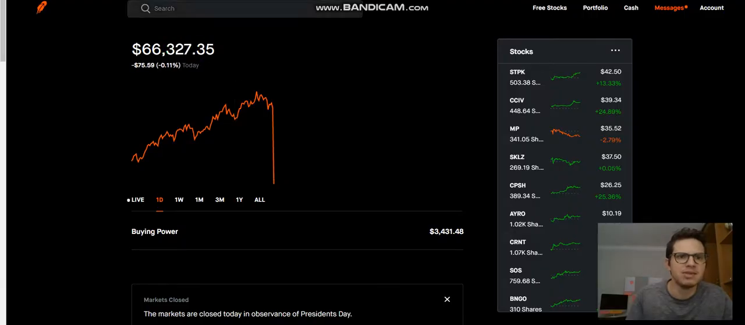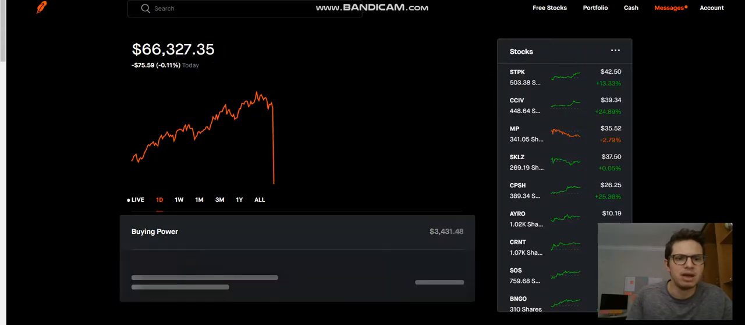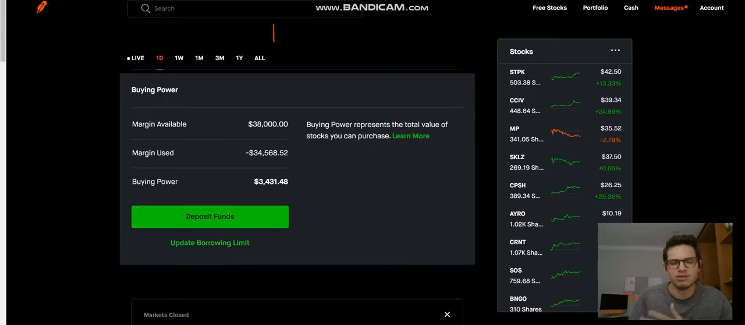Now, let's look at my account. Once again, I have $66,000 here in my portfolio, and if we look right here at buying power, you can edit your margin investment, assuming you have Robinhood up, by doing this. So I have it right now at a limit of $38,000. I don't want to use any more than $38,000. That's just a random number I picked. I just don't want to use everything that's available for me. I've used $34,000. I have $3,400 left, right? Pretty simple to see there.